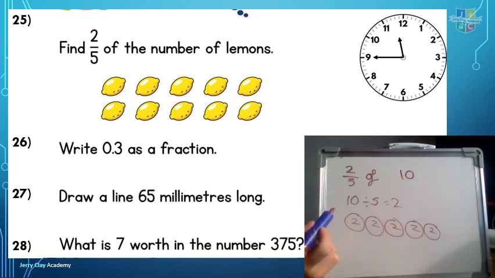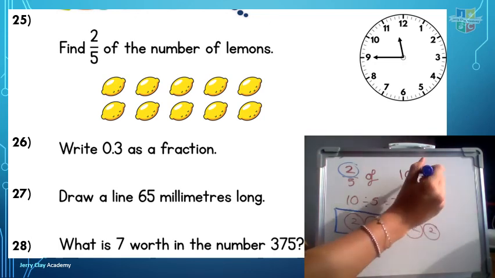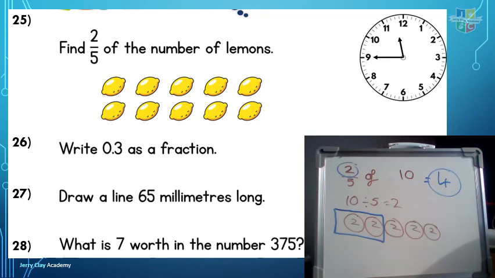But then we need to look at my numerator. Now my numerator says it wants 2 parts, so I want to see what 2 parts are worth, and if I find what 2 parts are worth, I know 2 parts are going to be worth 4. So 4 is your answer. You could have got some extra bonus points if you said 1 part, 1/5 was worth 2, 2/5 were worth 4, 3/5 were worth 6, 4/5 are worth 8, and 5/5, which is the whole, are worth 10.